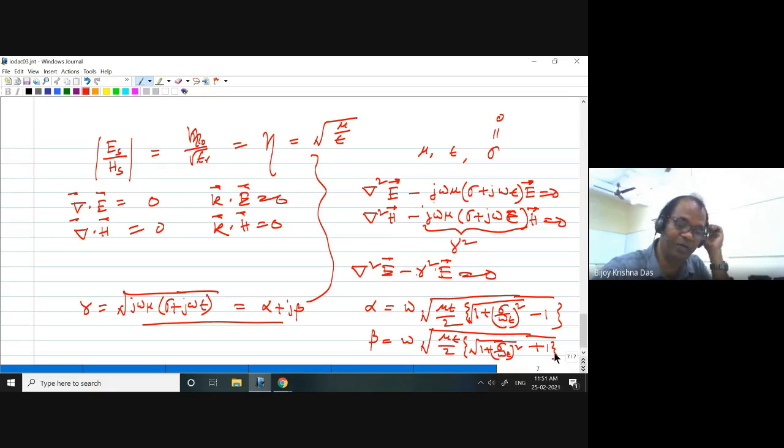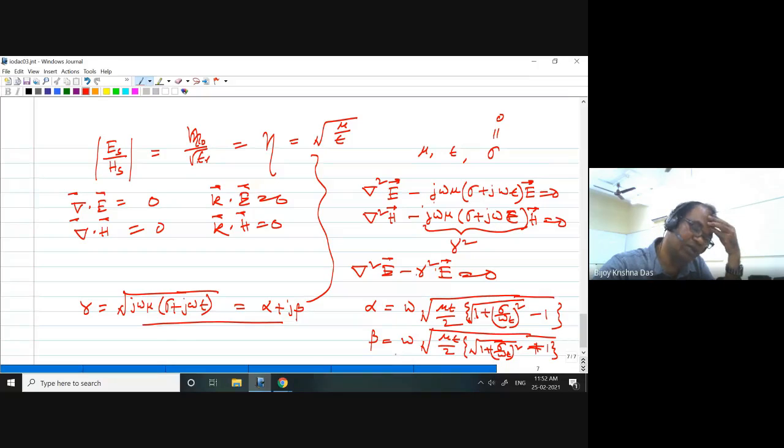If you simply put sigma equal to 0, then all the earlier treatment you got will be recovered. If sigma equals 0, alpha will be equal to 0. This will be 1, so 1 minus 1 equals 0, 0 times this one is 0. Alpha will be 0. And beta, if sigma is 0, becomes 1 plus 1, so that means omega times square root of mu epsilon. So only the beta expression you will be getting.